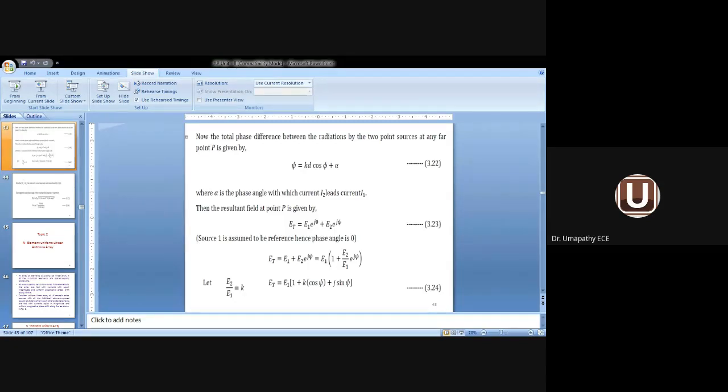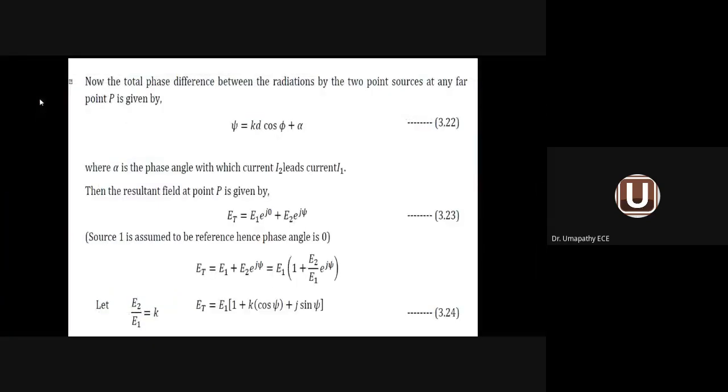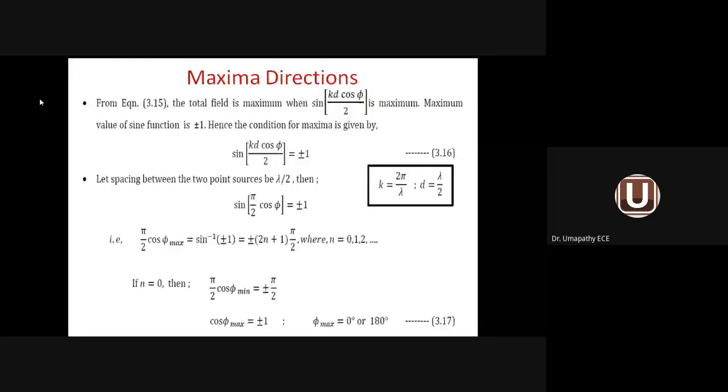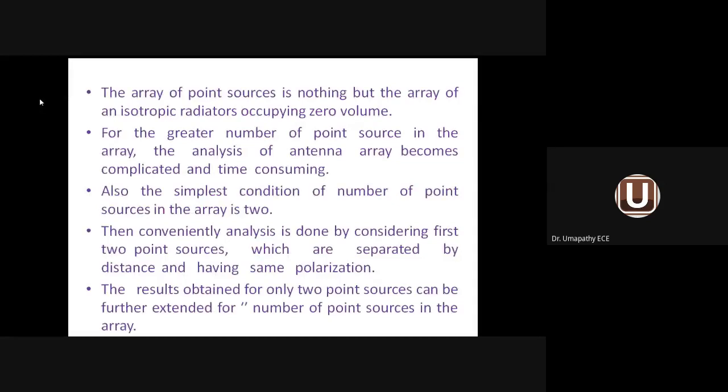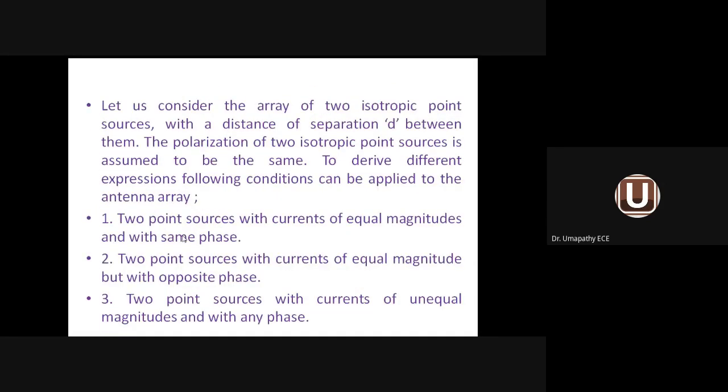We'll go to the PowerPoint once again. I've taken an array of 2-point sources. 3 conditions are there. Why have I taken a 2-point array? It is the simplest array. 2 elements are there, so manipulation and calculation become easier. When manipulation and calculation become easier, I can apply it to an n element array. But 3 conditions have to be tested. Equal magnitude and same phase. Second one, equal magnitude and opposite phase. Third one, unequal magnitude and any phase.